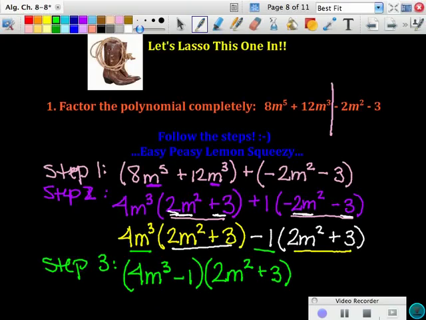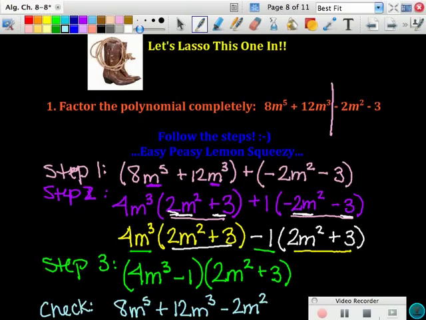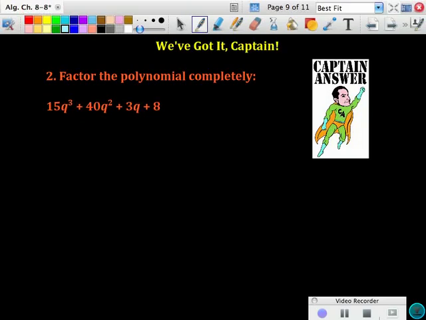Start with your foiling. 8m to the fifth, so first terms. Outer terms, a positive 12m to the third. Inner terms, negative 2m squared. And last, negative 3. Does that match our original problem? Oh yeah, definitely. We are rocking. All right, we've got it, right? We got this. This is easy. Let's keep going. Now check this one out.